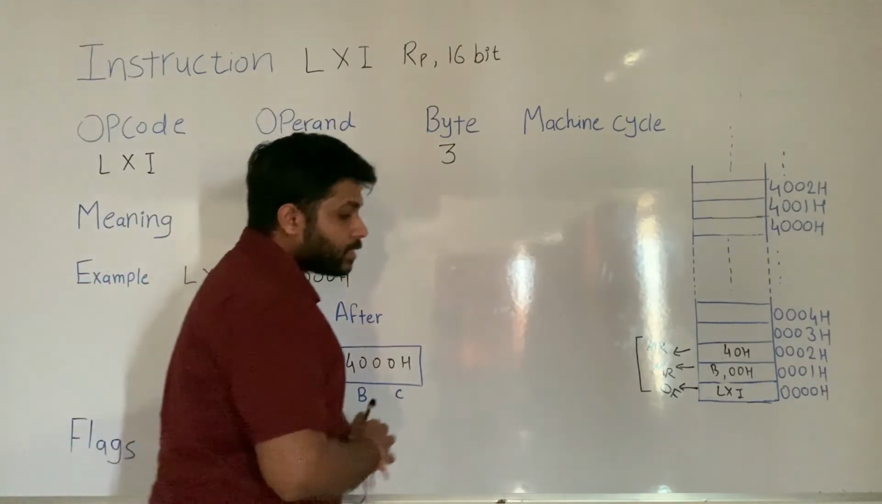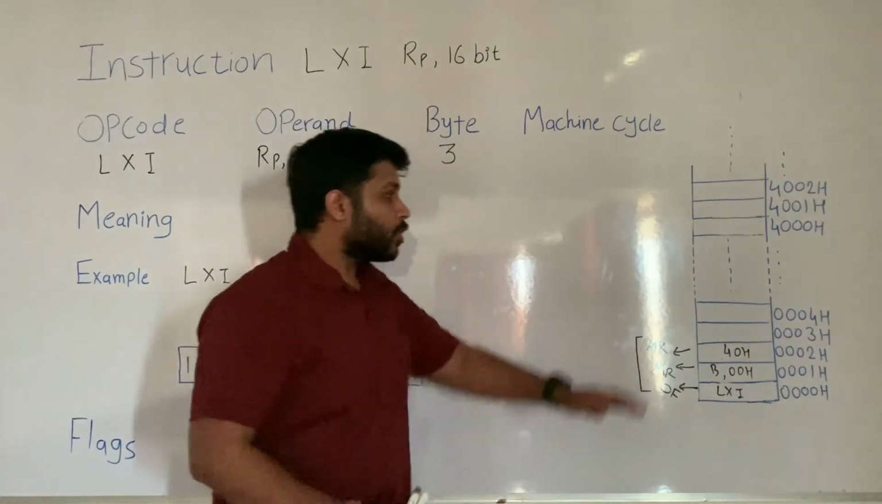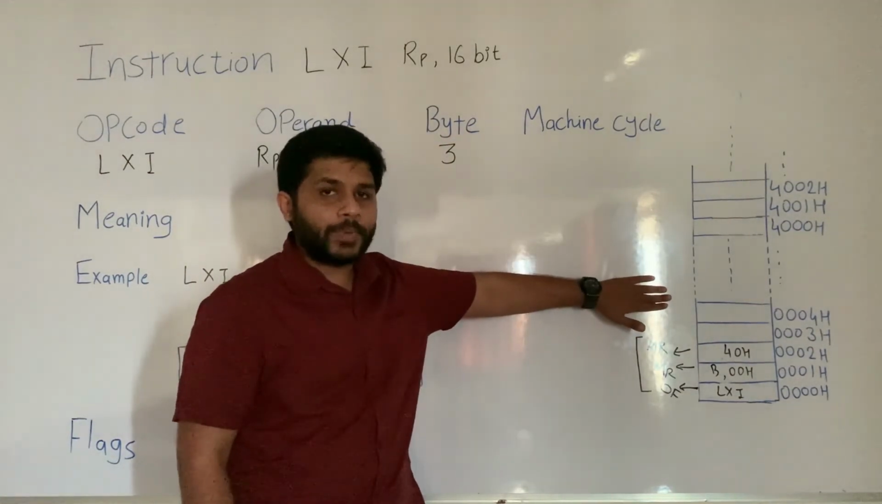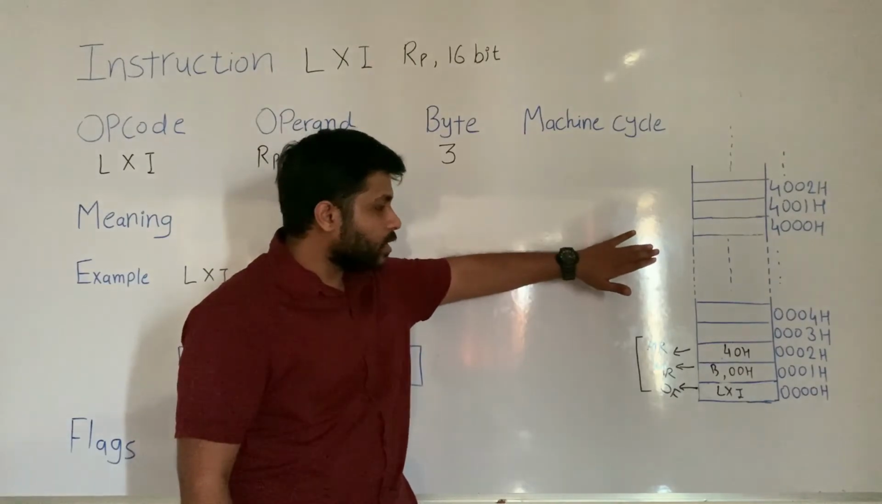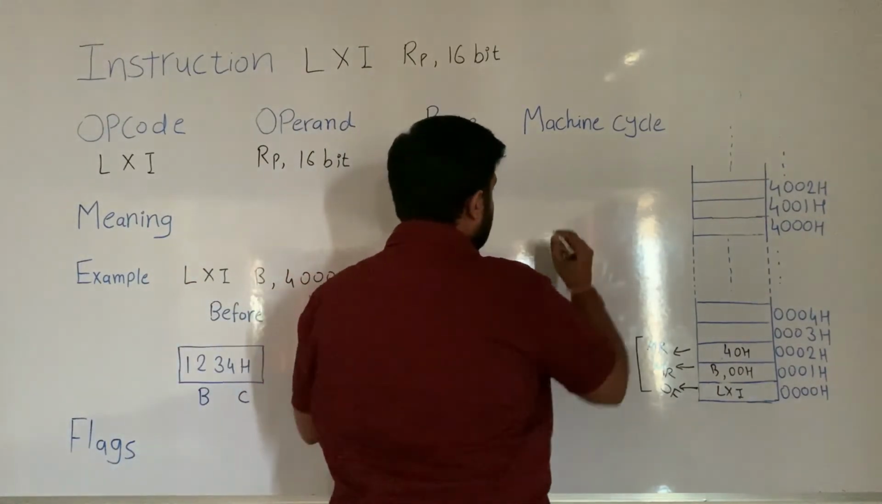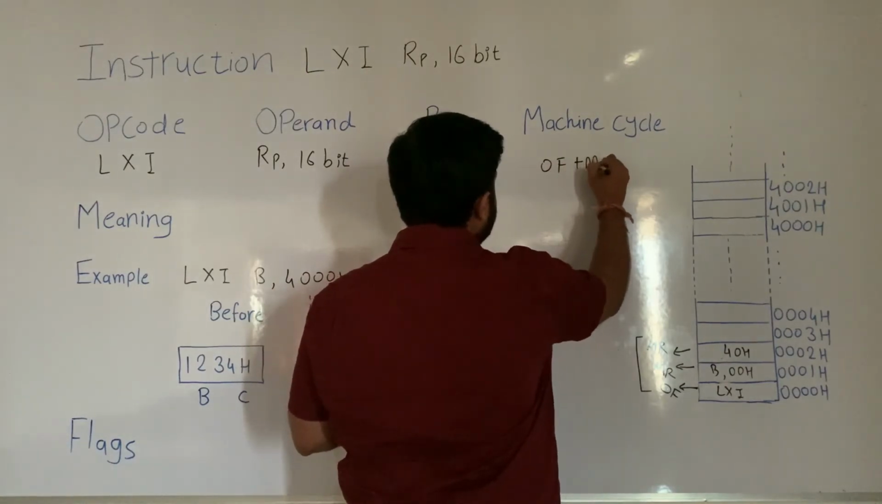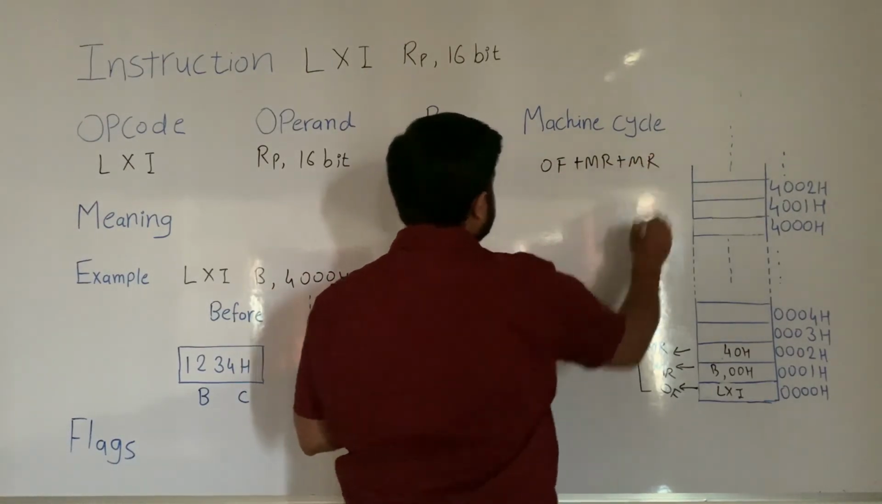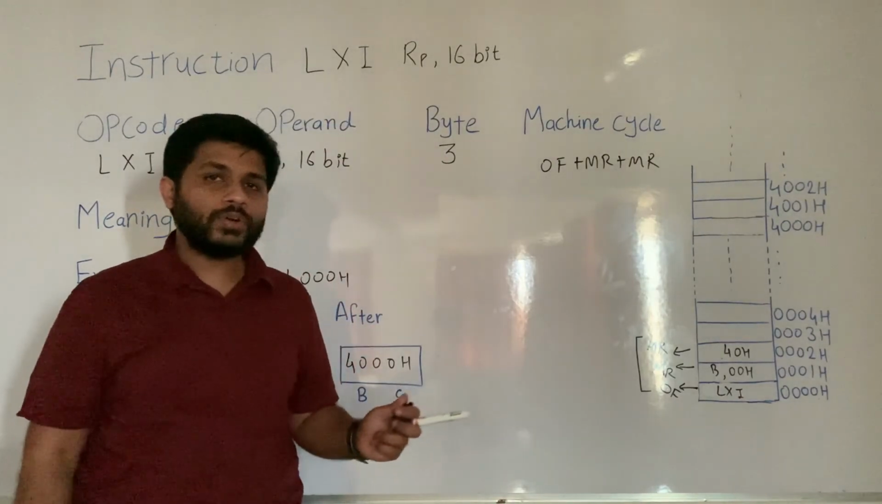What I am trying to say is, during the execution process, no interaction with the memory is happening. It means for this instruction, only 3 machine cycles are needed, which are opcode fetch plus memory read and memory read. Okay, so this is it.